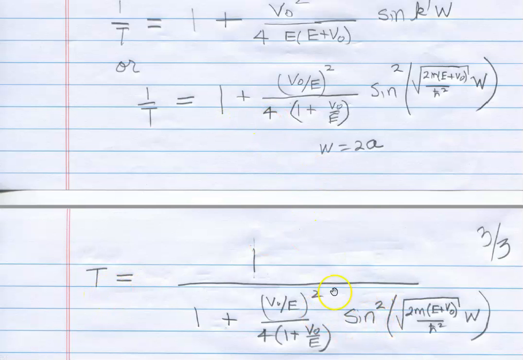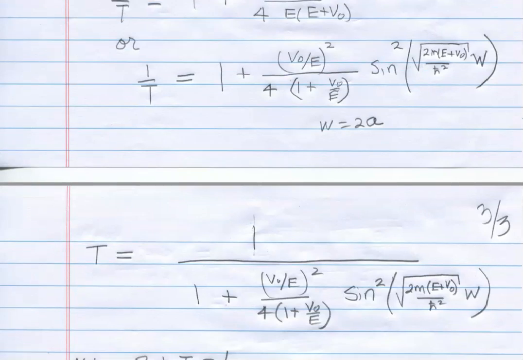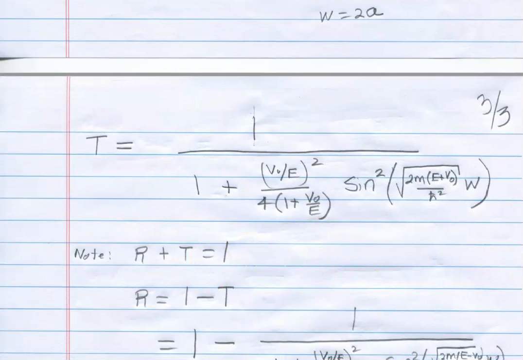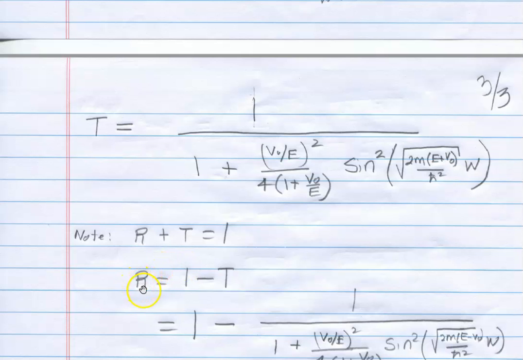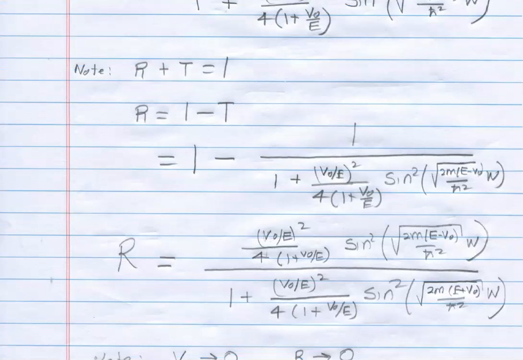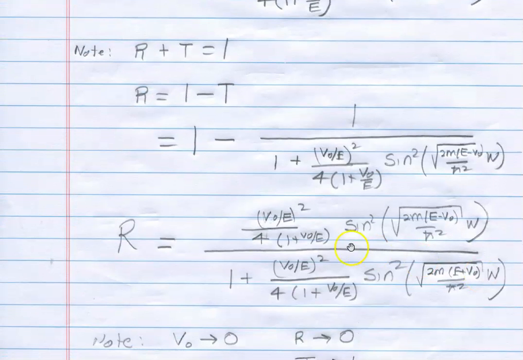I just have to take the reciprocal of this relationship above. If you like, you can get the reflection coefficient. Remember, the reflection coefficient plus the transmission coefficient always have to add up to be 1. And so I don't have to go through a long involved calculation to get r. But I can use this relationship to get r in terms of t, since I have t. And when you do that and simplify a little, I get this rather complicated looking expression.